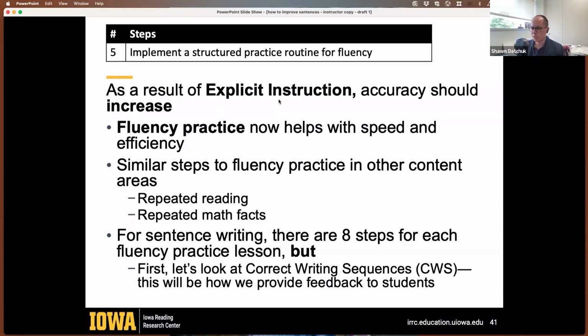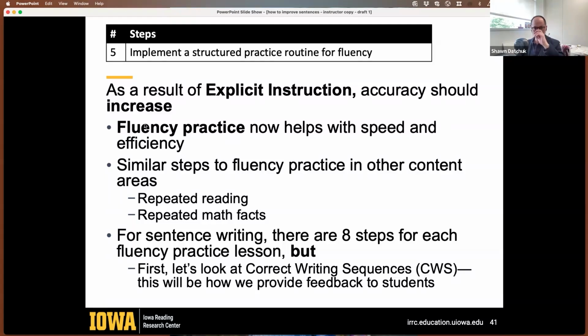After explicit instruction, students need deliberate help on speed and efficiency. If you've ever done, let's say, a repeated reading, repeated math, same principles, where now it's going to be a repeated writing structure. There are 8 steps for each fluency practice lesson.